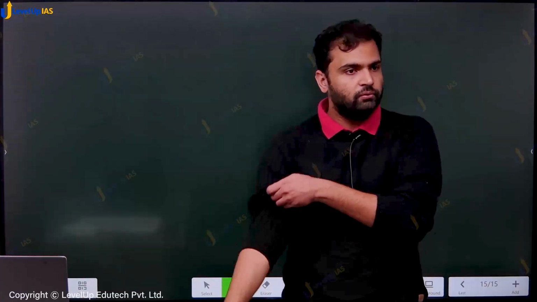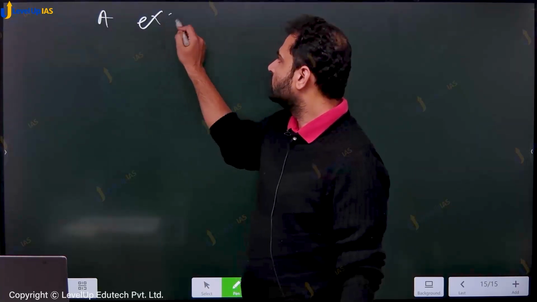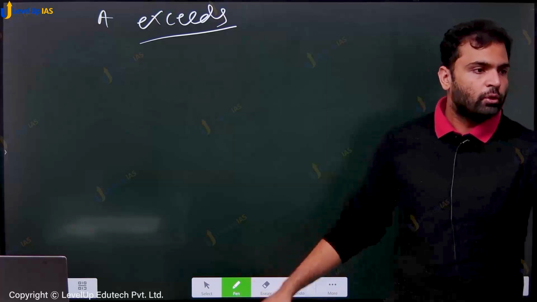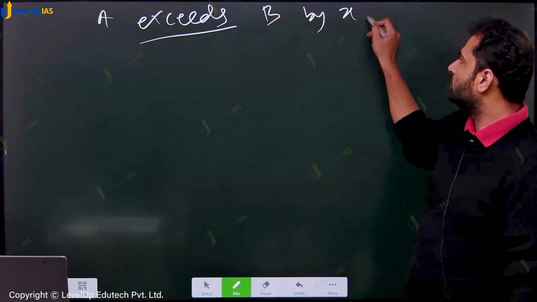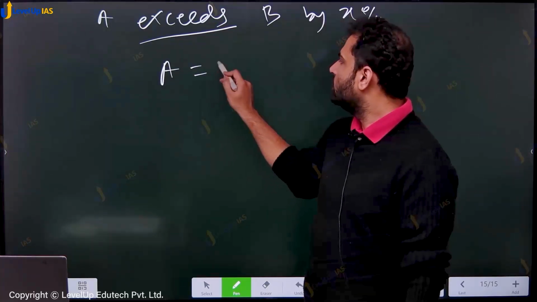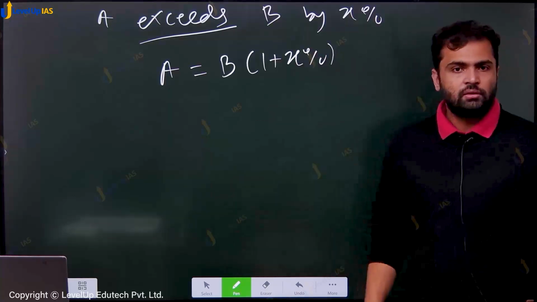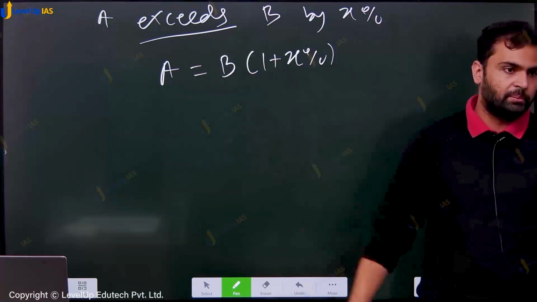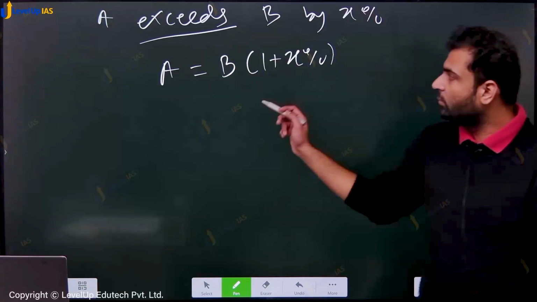If we are given that A exceeds B by X percent, पता है, increase मतलब more होना. What do we mean is this A is equal to B into 1 plus X percent. That is, if we increase B by X percent, then we reach A. ठीक है? This is what we mean.